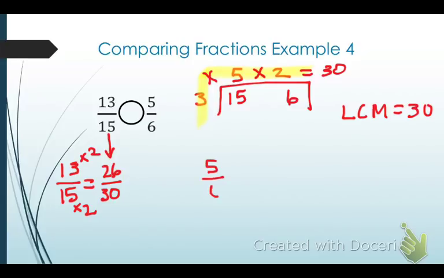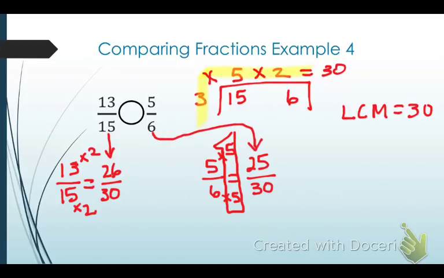Likewise, 5/6. Again, I'm going to make an equivalent fraction with my new common denominator of 30. So I say take 6 times 5 to get to 30. And I have to do the same thing. Some people might call this the magic 1, because you're multiplying it by 1. Okay, so 5 times 5 is 25. So 5/6 is equal to 25/30. So comparing 26/30 and 25/30, 13/15 is greater than 5/6, because the 26 is greater than 25.